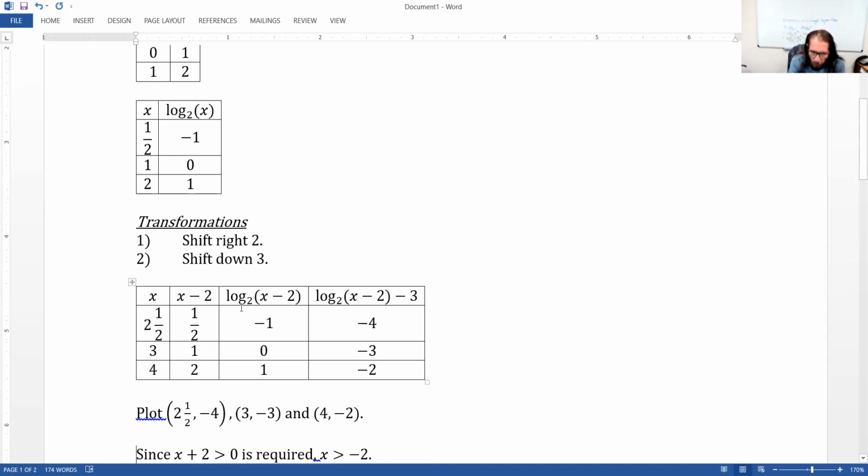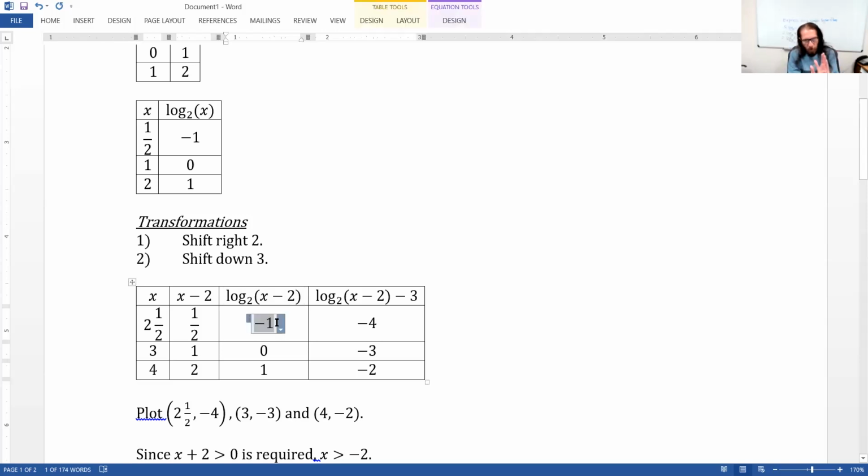That way, if we plug in 2.5, 2.5 minus 2 is 1/2, and the log of 1/2 in base 2 is -1, because applying the definition, the answer to a logarithm is an exponent. That means that that base 2, 2 to the -1, will give you that 1/2. So we get this column.